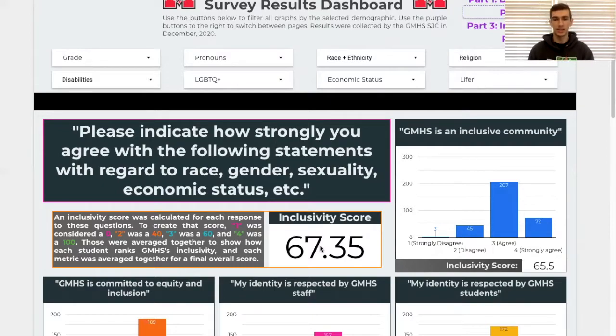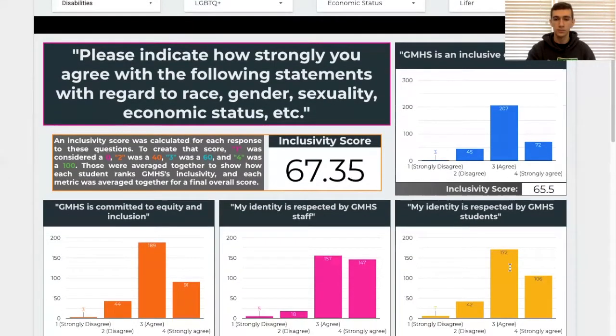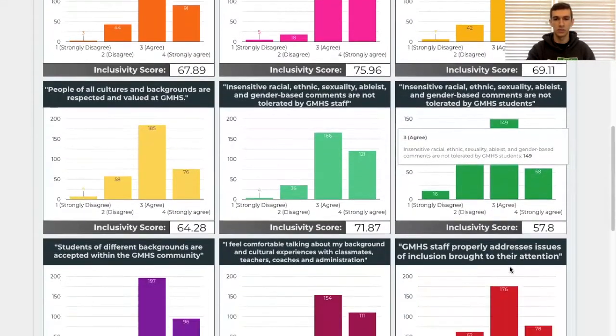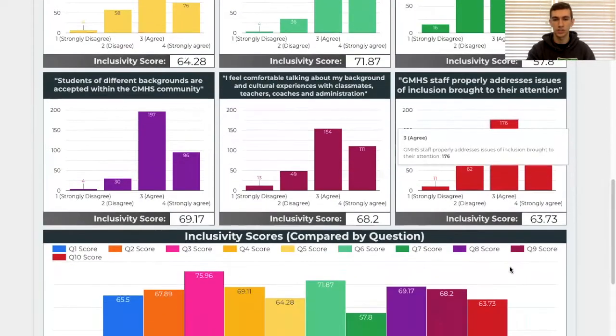We also did a breakdown on this page of inclusivity score by question. So for example, for this first question, asking people to what extent they agree with the statement GMHS is an inclusive community, everyone who said strongly disagree, that was considered a 0. Disagree was considered a 40. Agree was considered a 60. And then strongly agree was considered a 100. Then you can find that score right underneath each question. And as you'll see here, those inclusivity scores show up for each question.